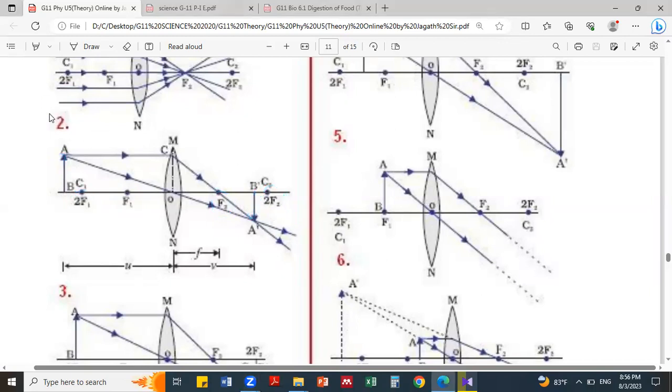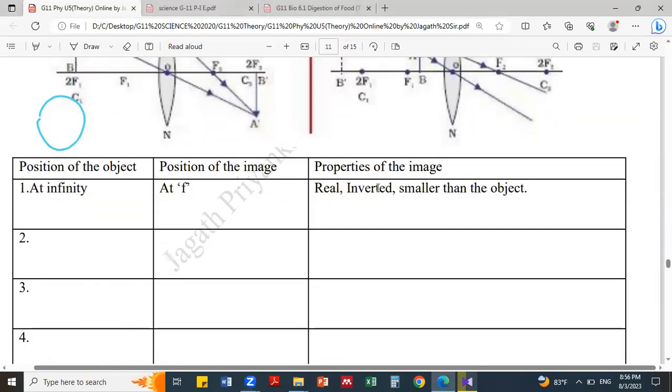Shall you complete the ray diagram, the table now? For ray diagram 2, let's complete the table, students. The same page below, because in your textbook, you will find these ray diagrams in different pages. But I have given all the ray diagrams in one page so that you can easily study this. Where's the object now? Beyond 2f.